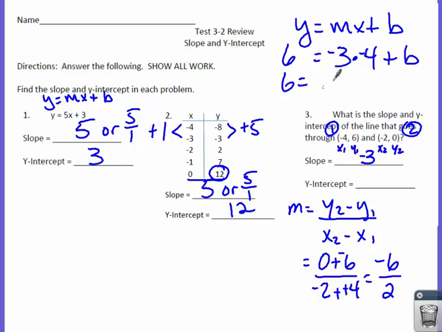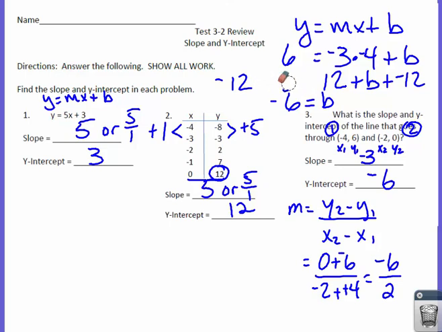So 6 equals negative 3 times negative 4, which gives me positive 12, plus b. Now to get b by itself, I add a negative 12 to both sides, and I end up with b is equal to negative 6. Now what if I chose the other point? Would I get the same answer of negative 6? Well, let's just see. Let me erase this, and we'll try again.